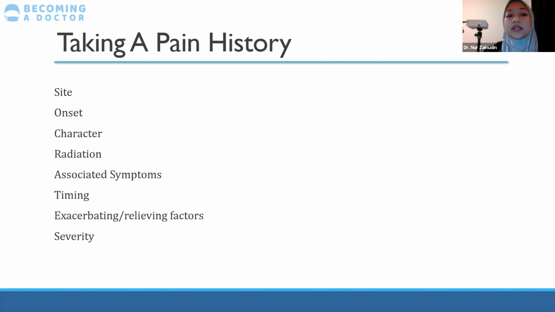So site we'll cover in a little bit. The 4 quadrants of the abdomen, or the 9 regions of the abdomen. Onset, was it gradual? Was it sudden? Character is quite difficult, but one character of pain that's quite specific is if you've heard of renal colic, loin to groin pain, quite colicky, spasmy sort of pain. That's usually quite specific. Most abdominal pain isn't very specific.